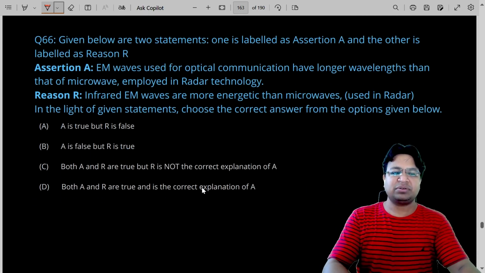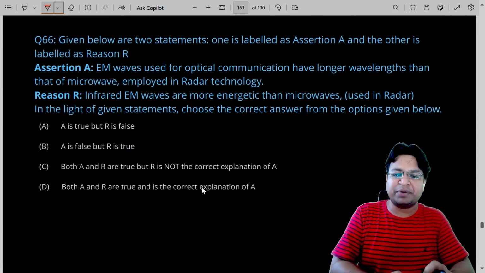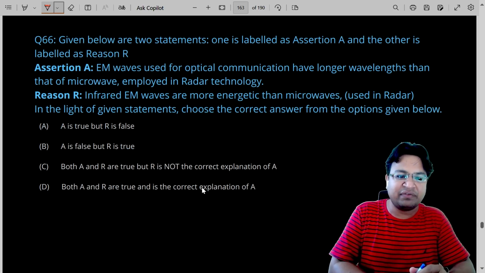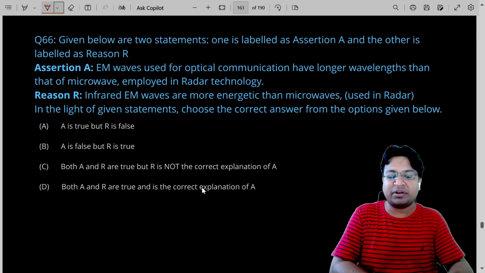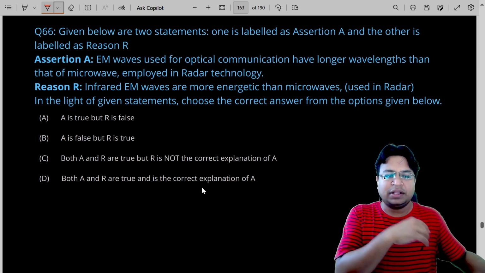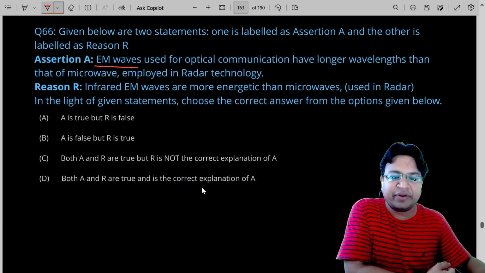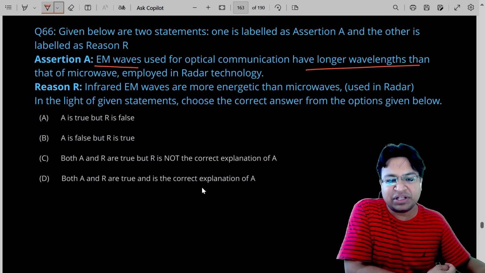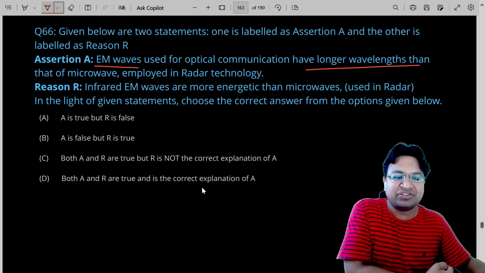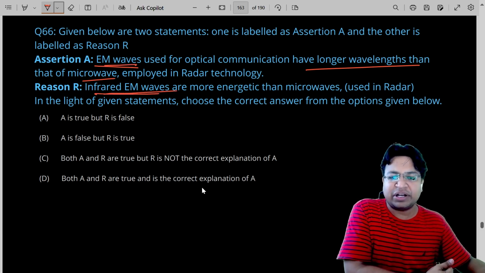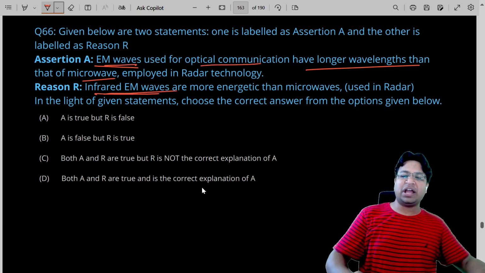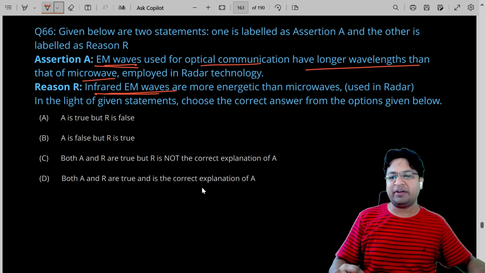Okay. Then we go to question number 66. It says EM waves used for optical communication have longer wavelengths than that of microwave employed in the radar technology. And the second statement says that infrared EM waves are more energetic. Now, guys, these two statements are contradicting among themselves. This one says EM waves have longer wavelength, which means that EM waves should have lesser energy as compared to microwave. But this is not right. Right? EM waves used for optical communication have higher frequency, so they will have shorter wavelength.